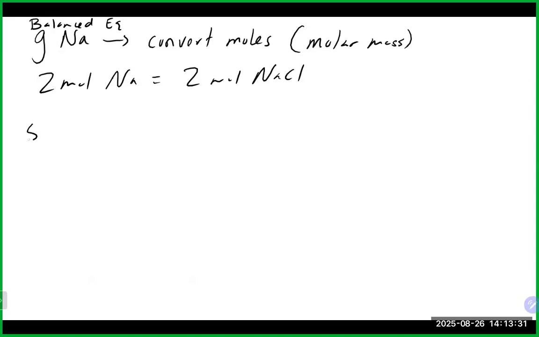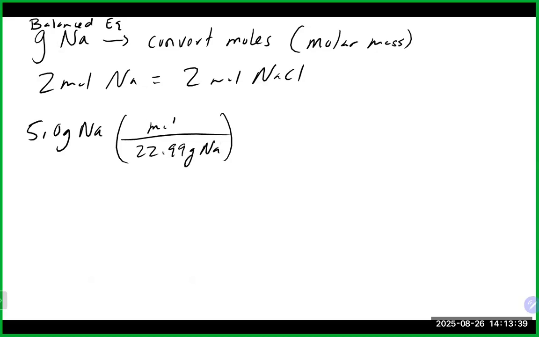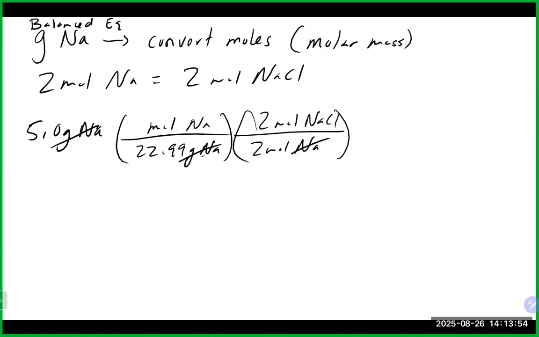So, if you had 5 grams of sodium, you would use the molar mass from the periodic table, 22.99 grams of sodium per mole of sodium. That will cancel out the grams of sodium. You then would do the mole to mole relationship. 2 moles of sodium gives you 2 moles of sodium chloride. That will also cancel out the moles of sodium.